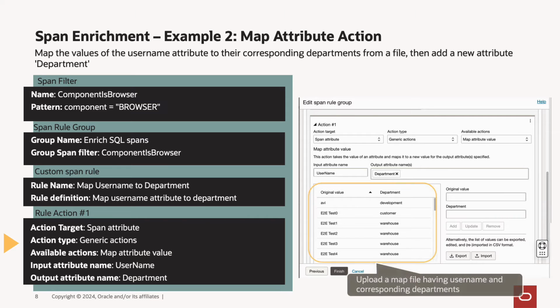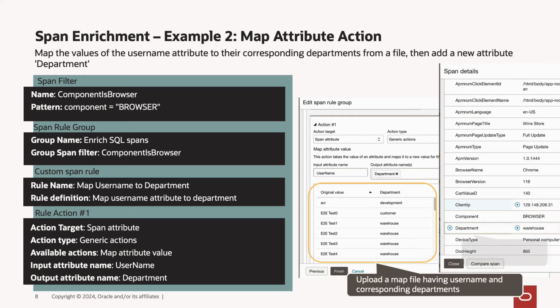Then create an action. In this example, the map attribute rule action is used. It allows you to upload a text file that has two columns of username and the user's corresponding department. The rule will create a new attribute, department, and add it to the span. The attribute appears in the span details view and also can be used in the Trace Explorer to filter and query the data.